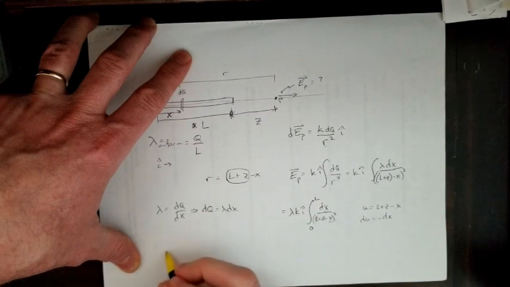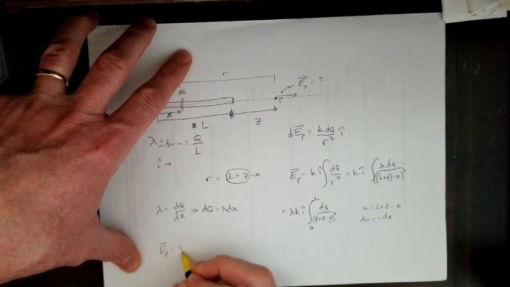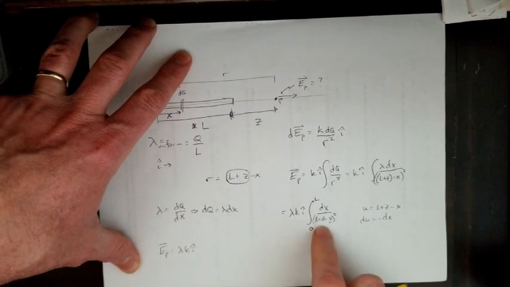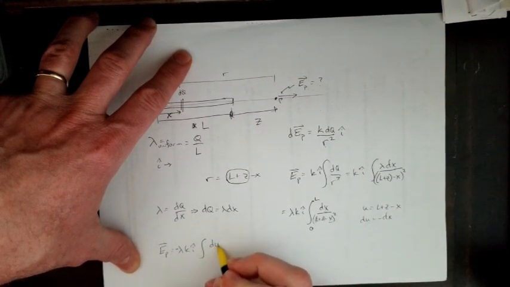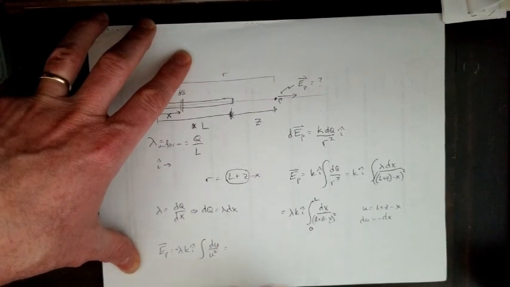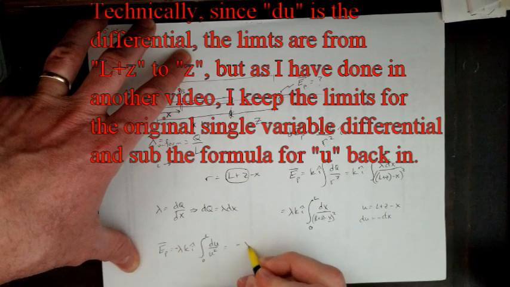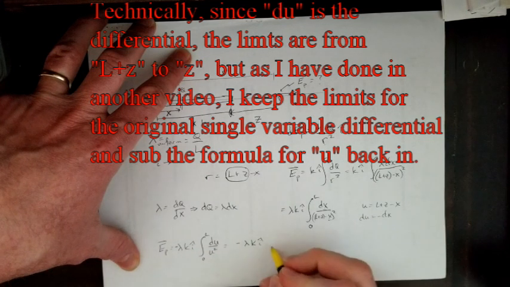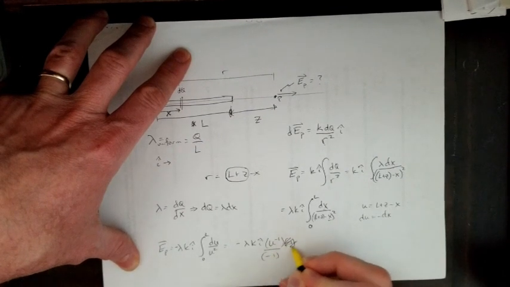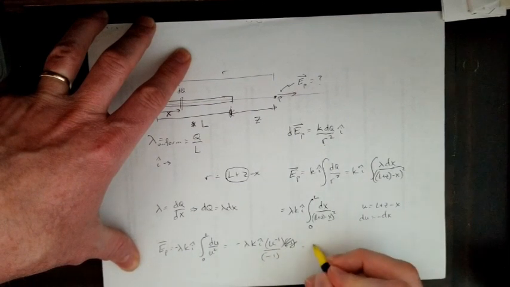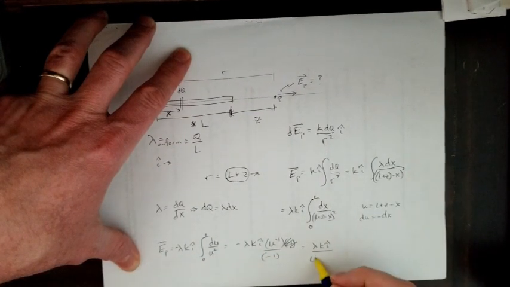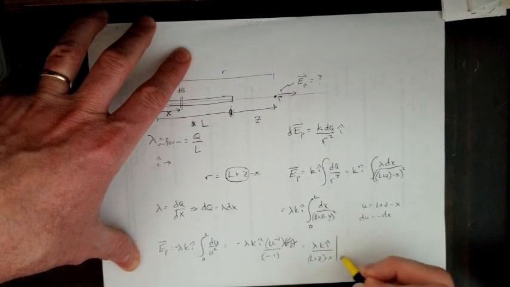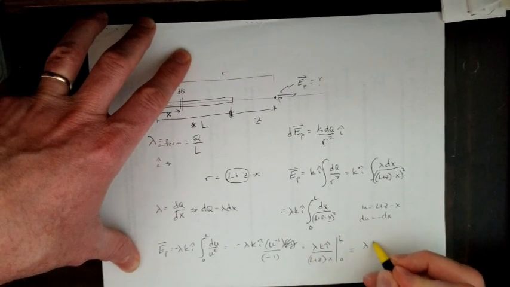I plug that in, and so I now have my electric field is equal to lambda k I hat times a negative now pops out front because of the negative sign there, du over u squared, and so from 0 to L. So this becomes negative lambda k I hat u to the negative 1 times negative 1. Technically divided by negative 1, gets you the same place. And so the negatives cancel out, so I'm left with lambda k I hat over u, which is L plus z minus x, from 0 to L.